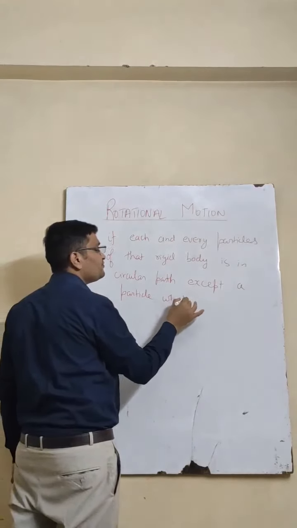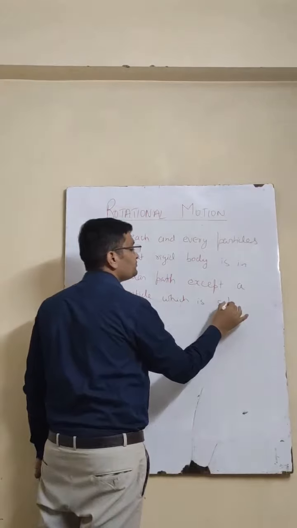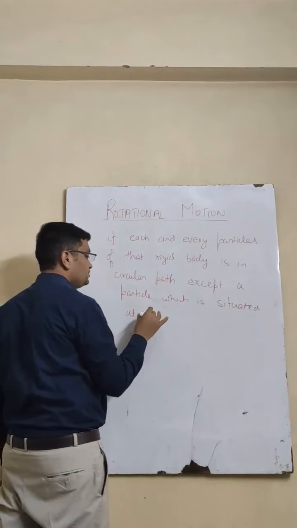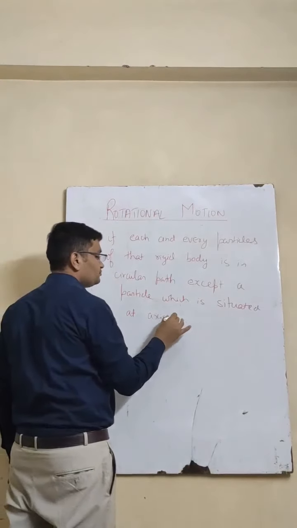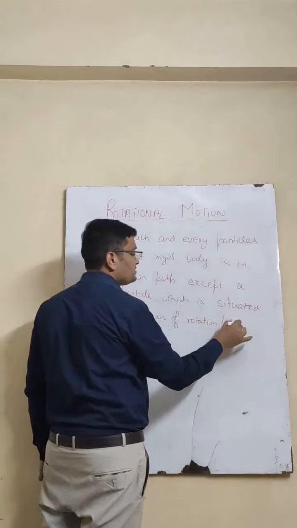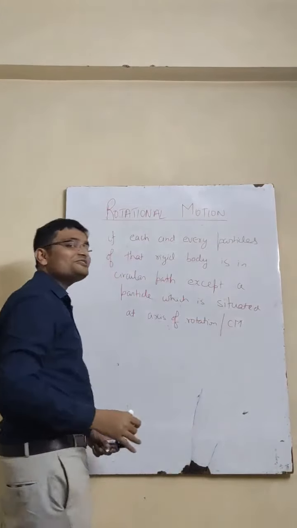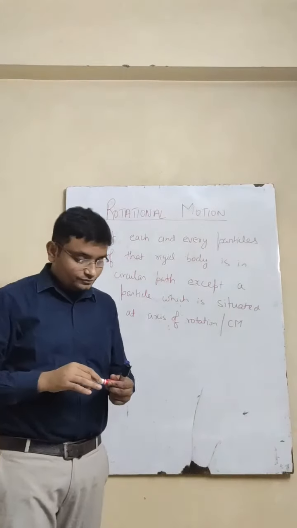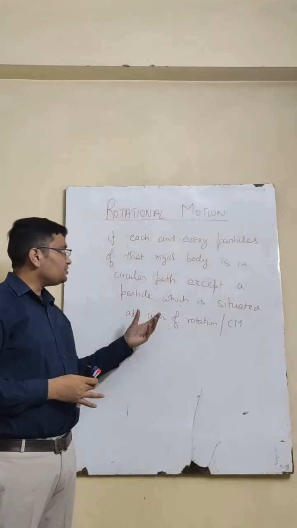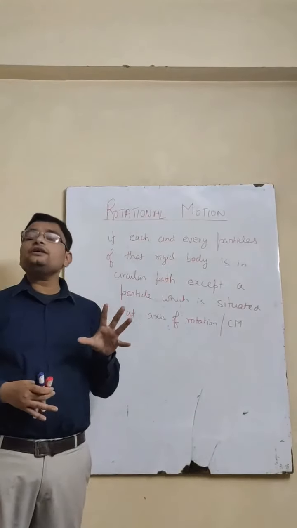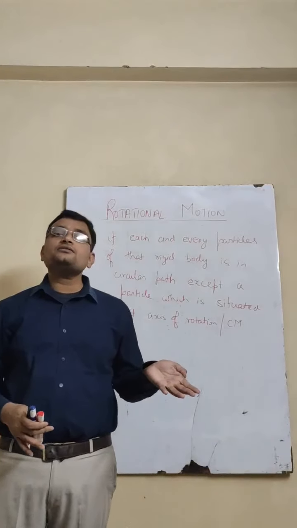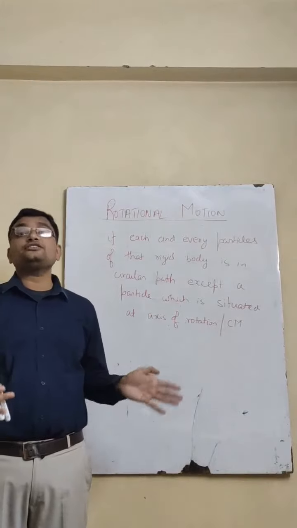That exception is the particle which is situated at the axis of rotation or CM. That is the center of mass of the body. First of all, I will discuss rotational motion when the axis of rotation is present. After that, we will discuss when the axis of rotation is not present.